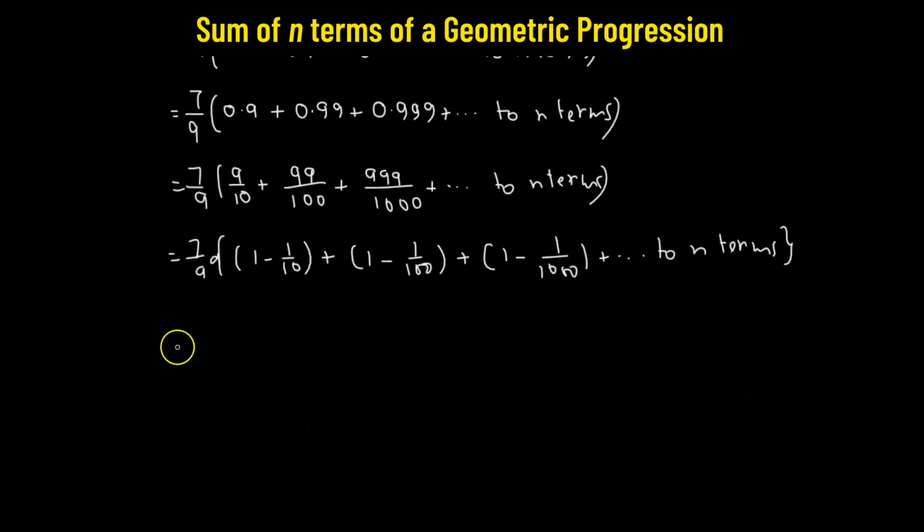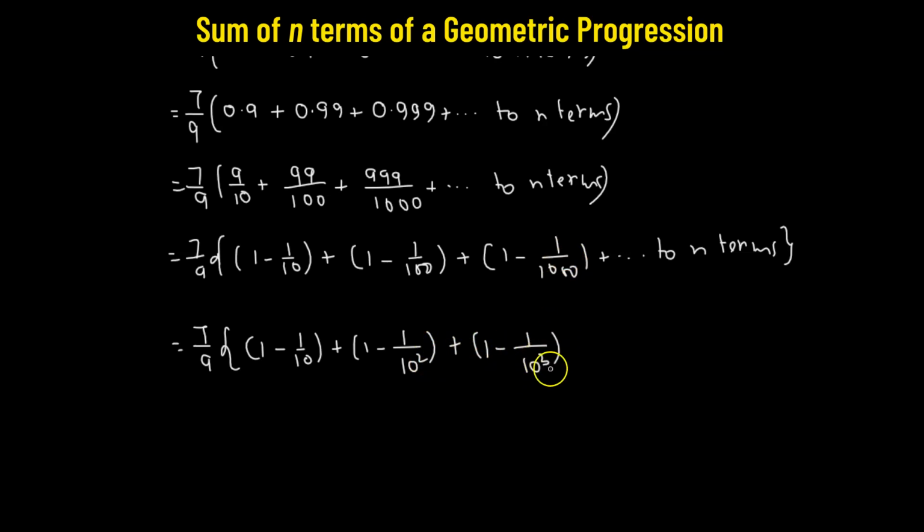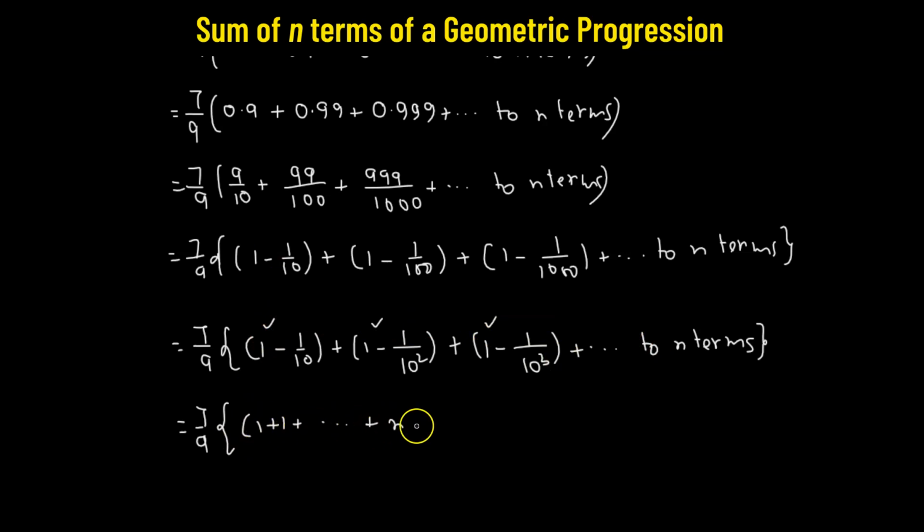Next, before simplifying it, we will again rewrite it in a further simplified form. So we have 7 over 9 multiplied by 1 minus 1 over 10, plus 1 minus 1 over 100. 100 can also be expressed as 10 squared, plus 1 minus the third term 1 over 1000, and 1000 can be expressed as 10 cubed. This goes all the way up to n terms. Now we have 7 over 9 whole multiplied by, and we will combine the first term of each of the terms. So we have 1 added to 1, and this goes up to n number of terms.